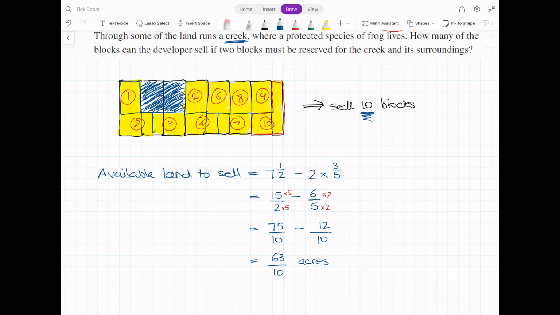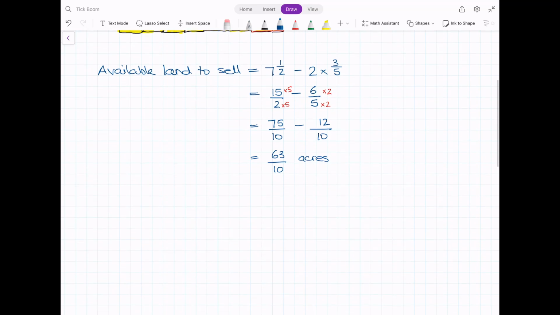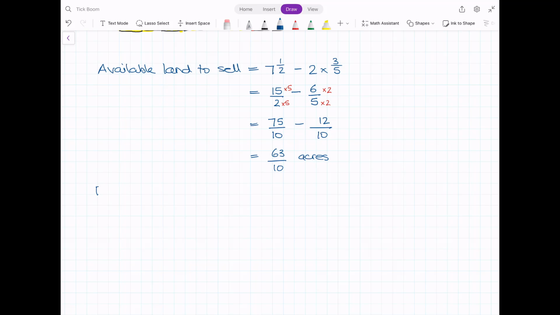And now that we know that, we can find out how many blocks we can sell. Basically we can take that 63 over 10 acres that is available, and we need to say, well, how many 3/5 acre blocks? They could be more than 3/5, but if we take the starting assumption, what if they all were just 3/5? How many of those would fit into the 63 on 10? So we're basically taking the 63 over 10 acres and dividing it by these 3/5 acre blocks.